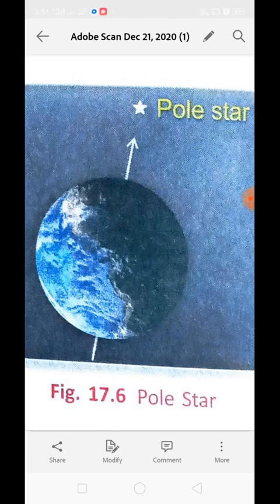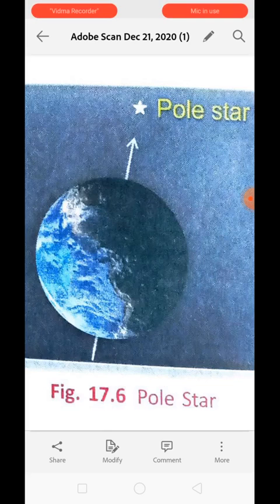Stars are not moving. The pole star is situated just above the north end of the axis of rotation of the earth. Therefore it does not appear to move or rotate like other stars. This star is also known as the North Star because of its location.